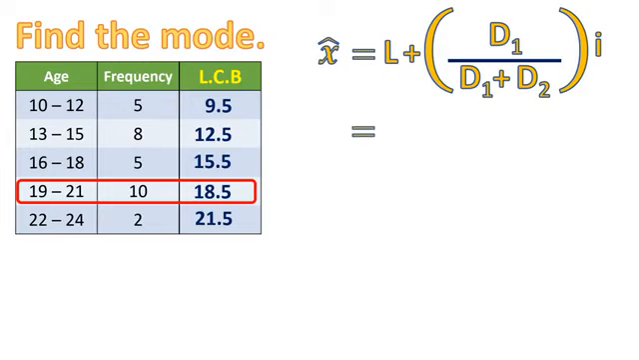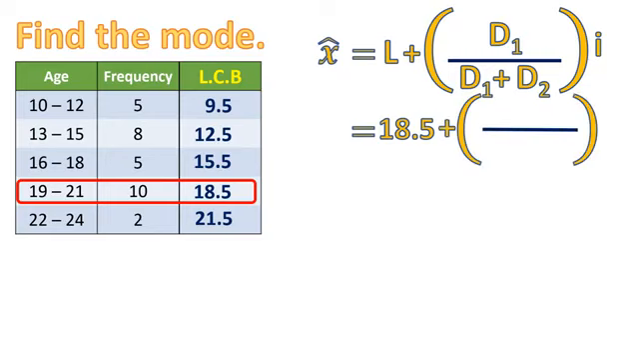So it is equal to 18.5, that's the lower class boundary, plus, and so we need the D1. So what is this D1? So the D1, the first difference, is equal to the frequency of the modal class, which is 10, minus the frequency before the modal class. Before 10 is 5, so it's on top.